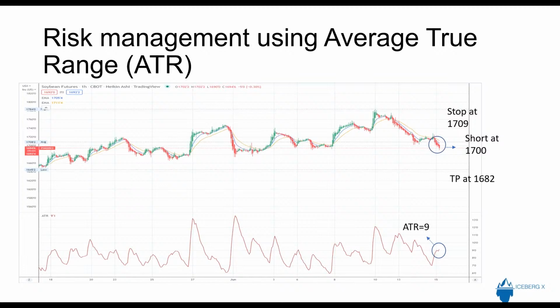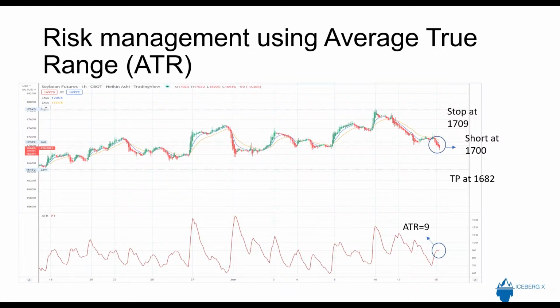So again, I think another example on using ATR. So you can clearly see here we have red Heikin-Ashi bars, bearish crossover on your EMAs. It'll be a good position for you to take a short position. So what we do here is that the ATR value is 9. So you can short at 1700. Your target profit level is 1682, which is about 18 points, and the stop loss level is 1709.